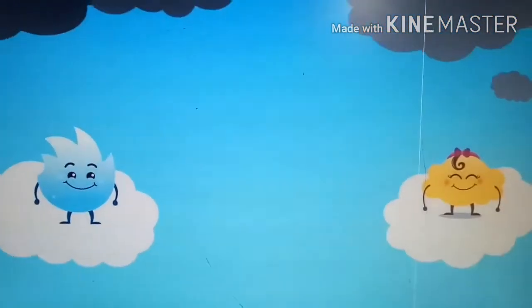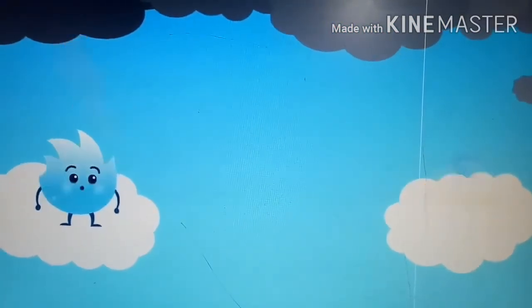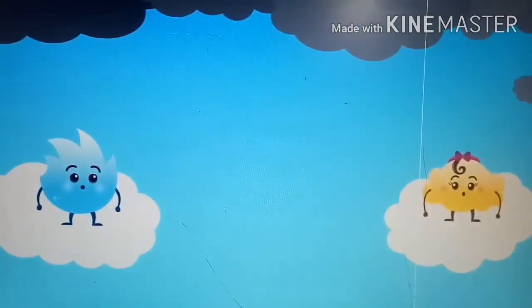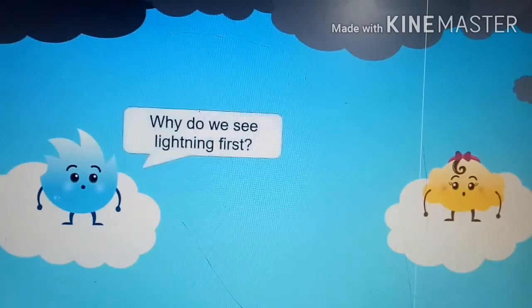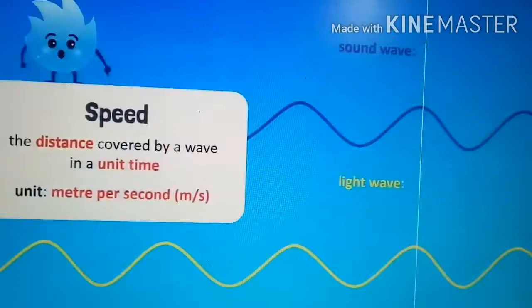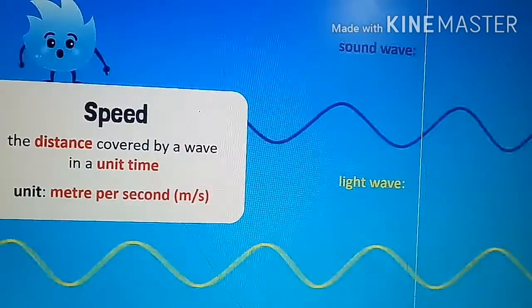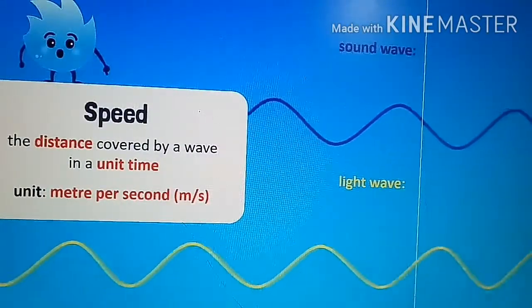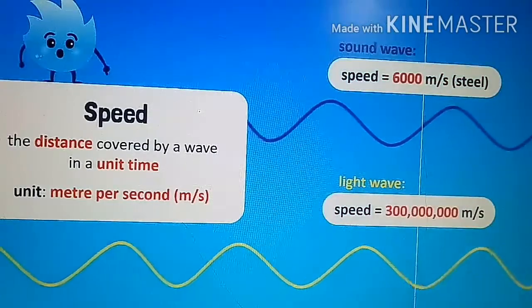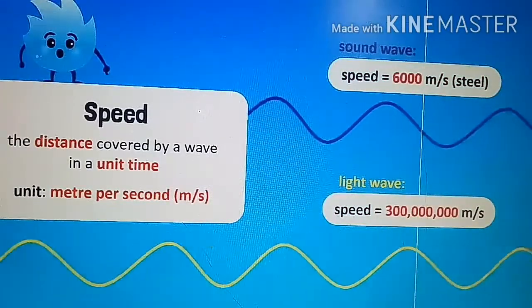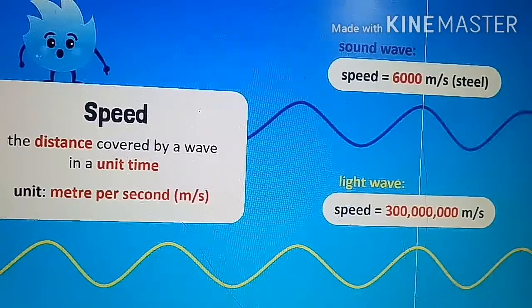So there are some clouds, and have you ever observed lightning and thundering of the clouds? You observe the lightning first and hear the thunder a few seconds after the lightning. So why does this happen? Why do we see the flash of light first and thundering after that? The reason is very simple. The speed of sound in air is only 340 meter per second, but the speed of light waves is very high, that is 3 lakh kilometer per second or 300 lakh meter per second.